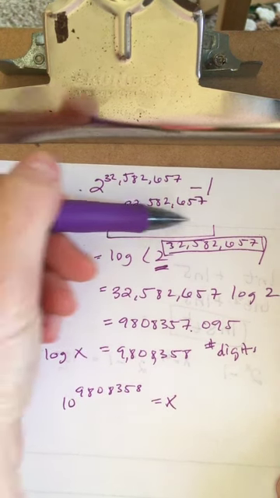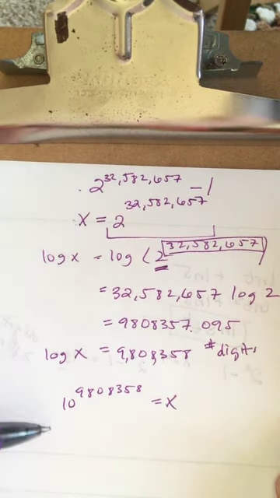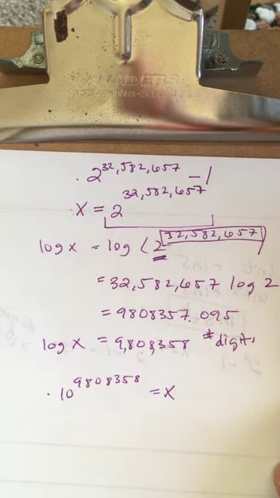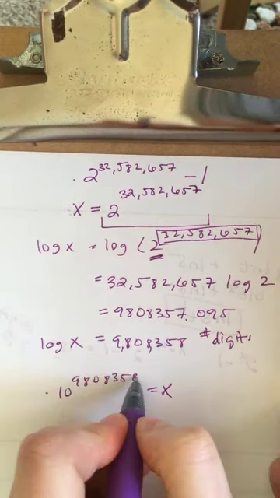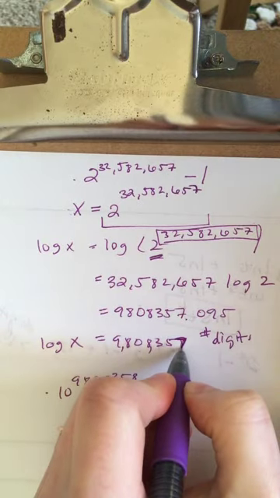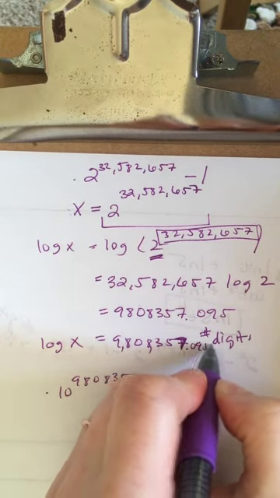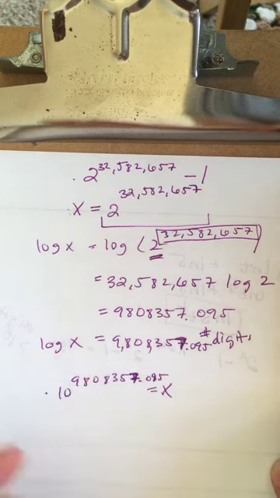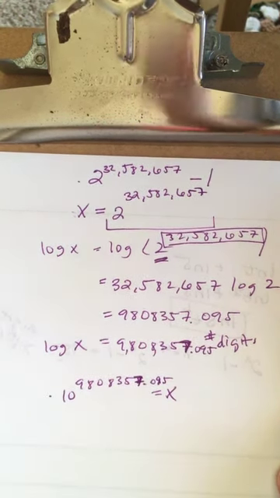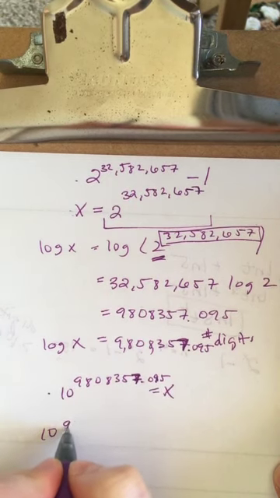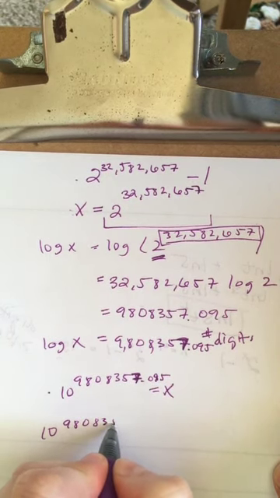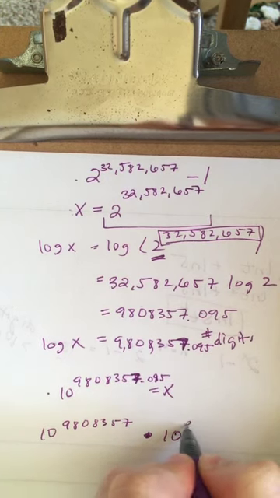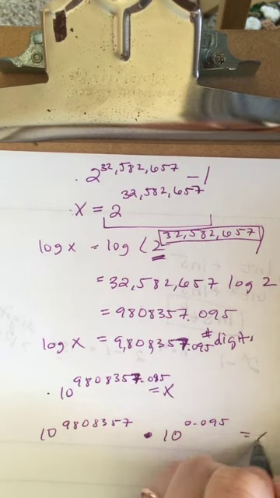You could write it like this, or you can write it like this. Both of those are the same number. And I'm going to actually keep the decimal, because that's important. Keeping the decimal, it's still exact, so I'm using my equal signs, and it's important because now I can write this as 10 to the 0.8357 times 10 to the 0.095 equals x.